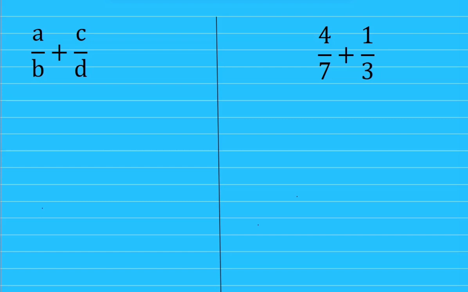In order to find the LCM for b and d, since they are not numbers that we can actually know, we multiply these two. We multiply them to be our LCM. So the LCM is going to be the multiplication of the denominators, which are different. That one will give us BD.